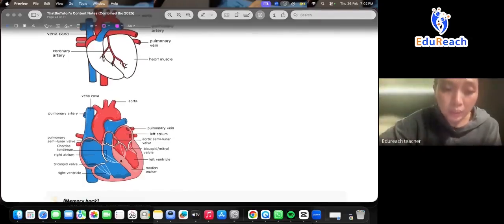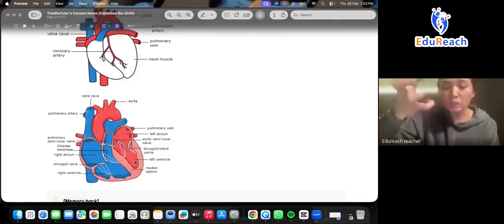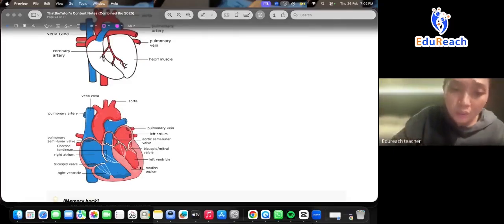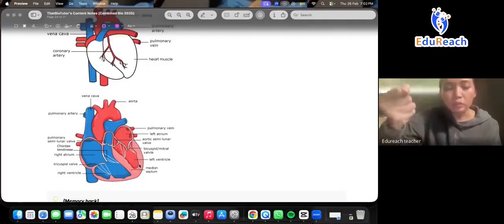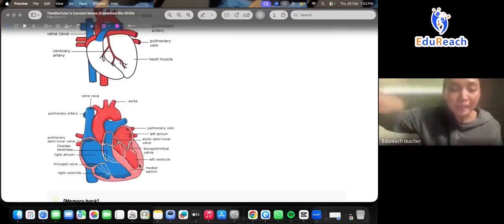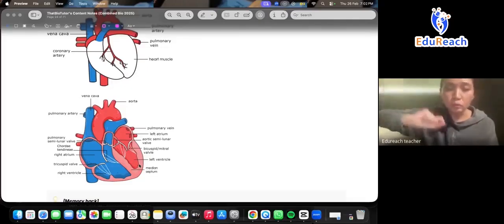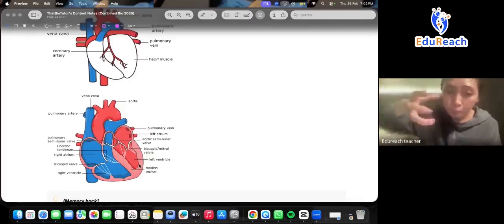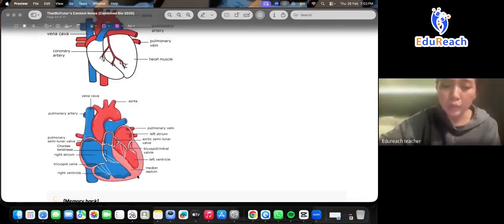Please note that there's the median septum over here, and also please note that on the left hand side, this side here is more muscular because it needs to exert more pressure. More force has to be exerted on the left ventricle because it has to pump blood from the left ventricle into the aorta through all our organs. So it will have to travel a further distance. That's why you have to be a lot more forceful. So this side is more muscular, to exert more force.